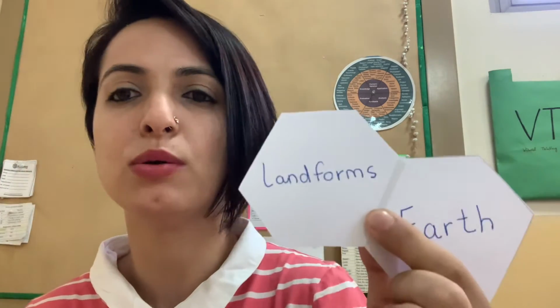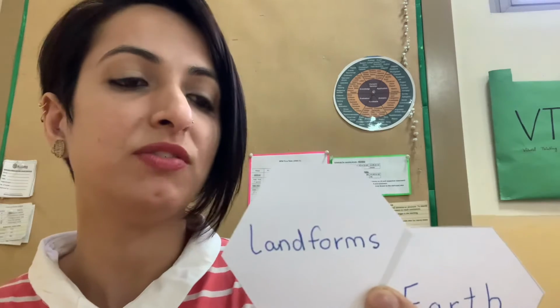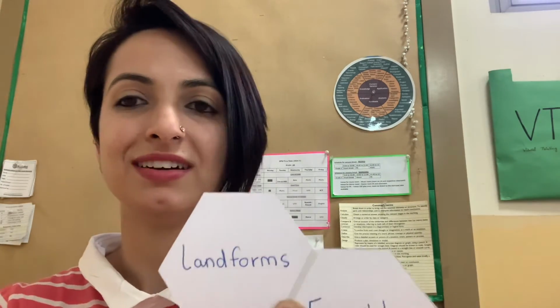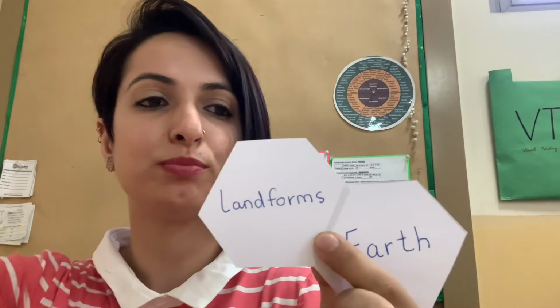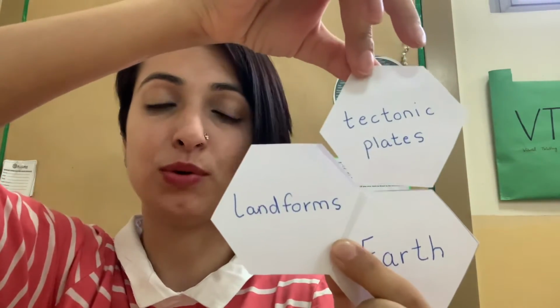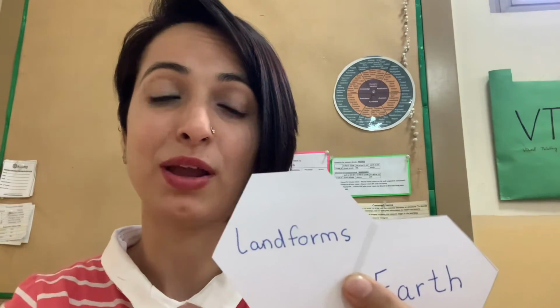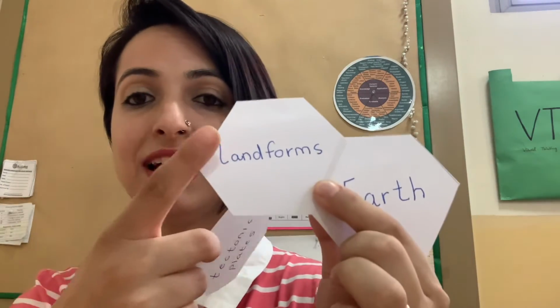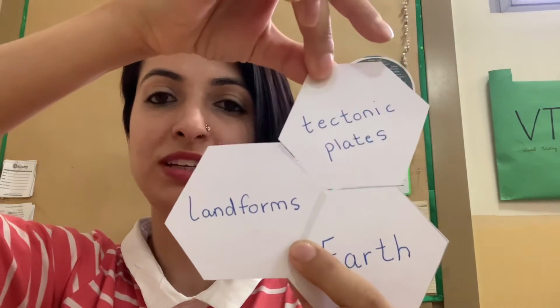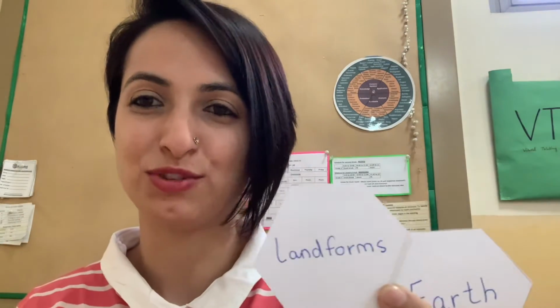Then somebody said, "I know about tectonic plates," right? We've learned about them in class. And now, the key issue here is that if the child wants to put tectonic plates in between the Earth and landforms, he has to justify why it is connected to not only landforms, but also the Earth. So any hexagon that goes in between two hexagons has to be connected to both somehow.